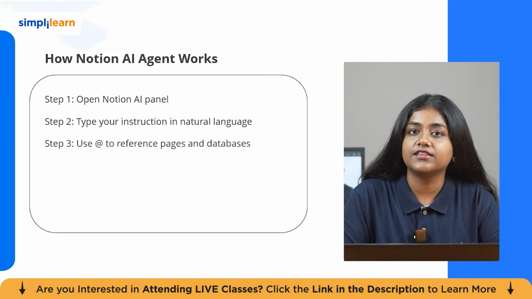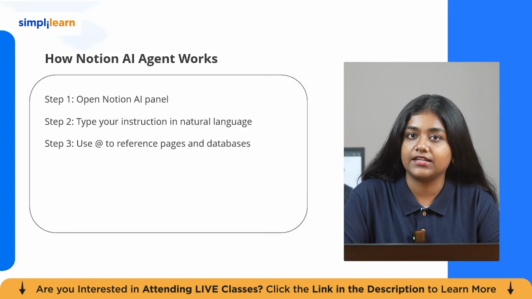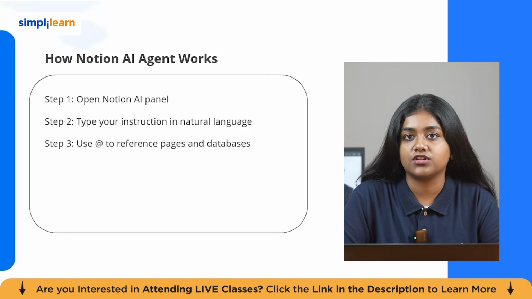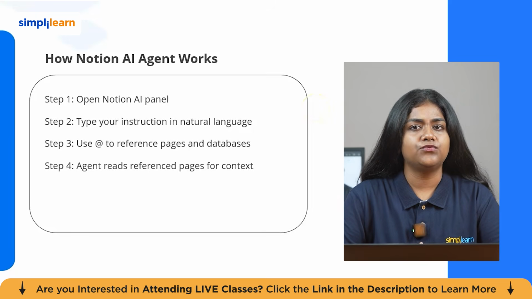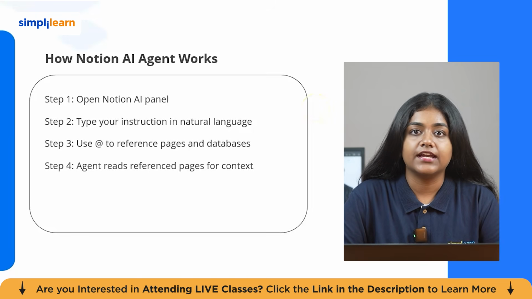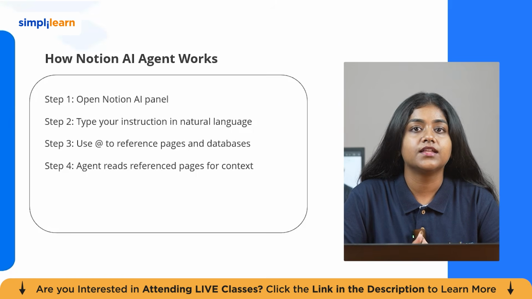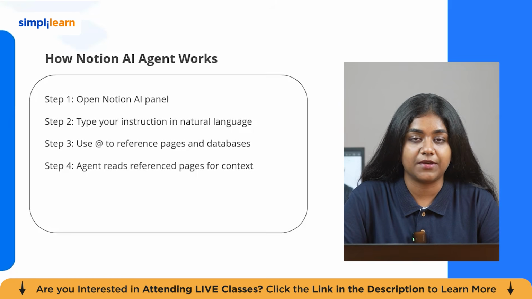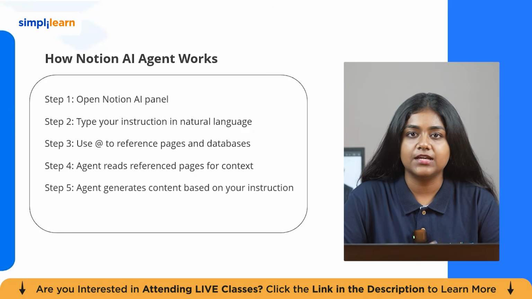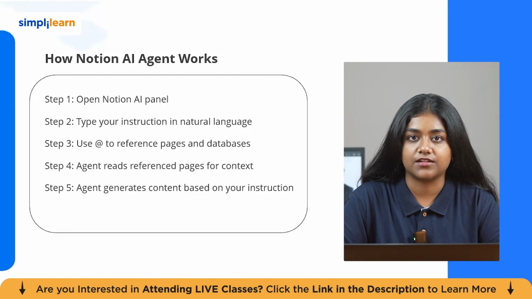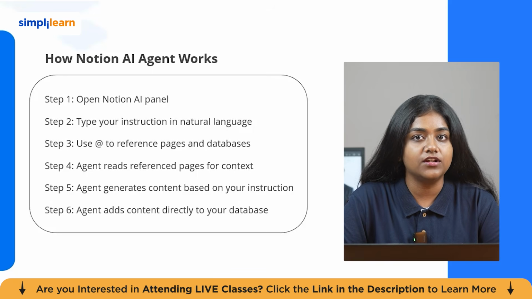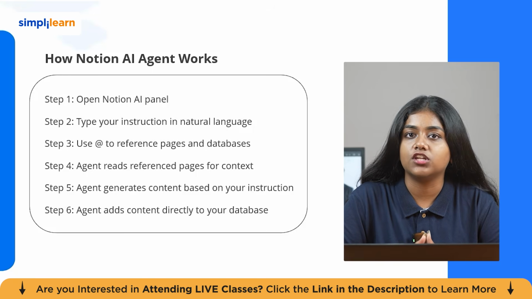Step 3, you use the @ symbol to reference specific pages and databases. This is how you give the agent context and tell it where to work. Step 4, the agent reads the referenced pages. It understands the content in these pages and uses this content to inform its output. This is why having a well-written context page produces much better output. Step 5, the agent generates content based on your instruction and the context it read. The agent adds the generated content directly to your database. Each generated idea becomes a row, and each column is filled with the appropriate information.